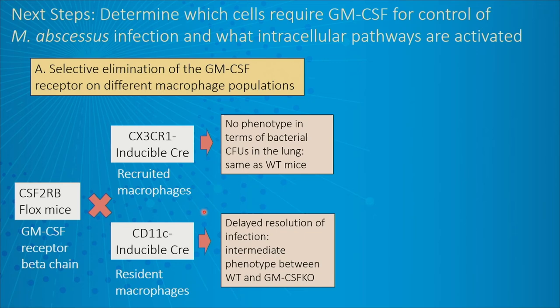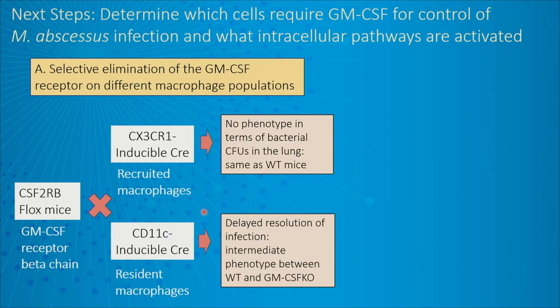And what I anticipate is that in the mice that are lacking the receptor on recruited macrophages, I don't think these mice are going to have a phenotype in terms of bacterial CFUs in the lung. I think that you really only need those resident cells to destroy the bacteria. They might have a problem with resolution of inflammation, and they might have a problem if they have a second infection with NTM. But in terms of that initial infection, I think they'll be just fine with clearing the bacteria.